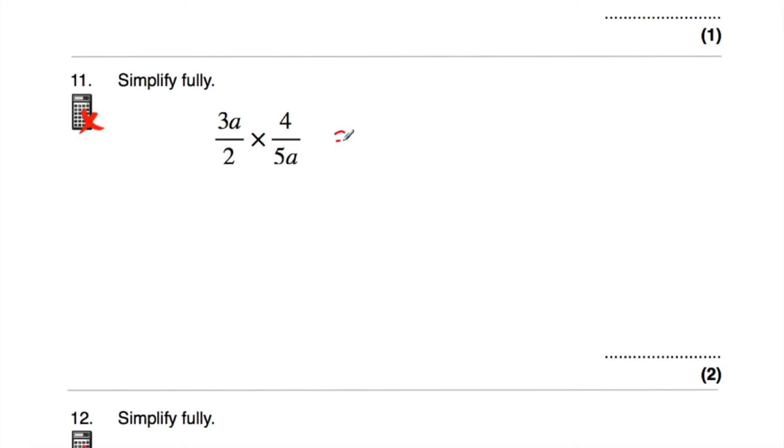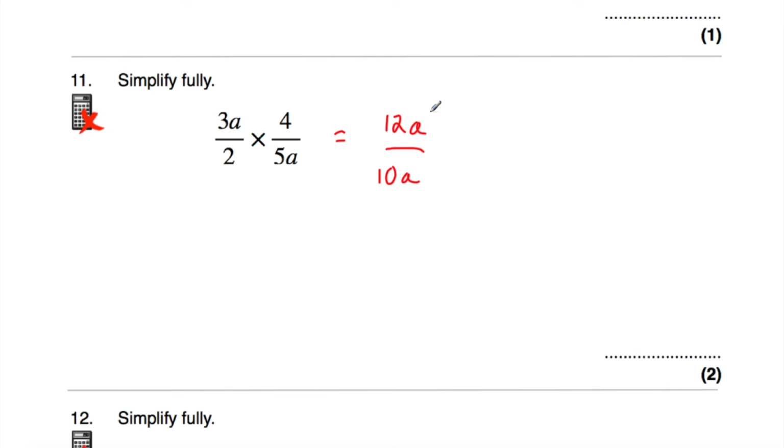So if we want to multiply to begin with, let's multiply the numerators together first of all, so 3a times 4 would be 12a. And then in terms of the denominators, 2 times 5a would be 10a. So we've multiplied the numerators together and we've multiplied the denominators together. Now we've got 12a over 10a. This can be cancelled down. We could divide both the numerator and the denominator by a to begin with.